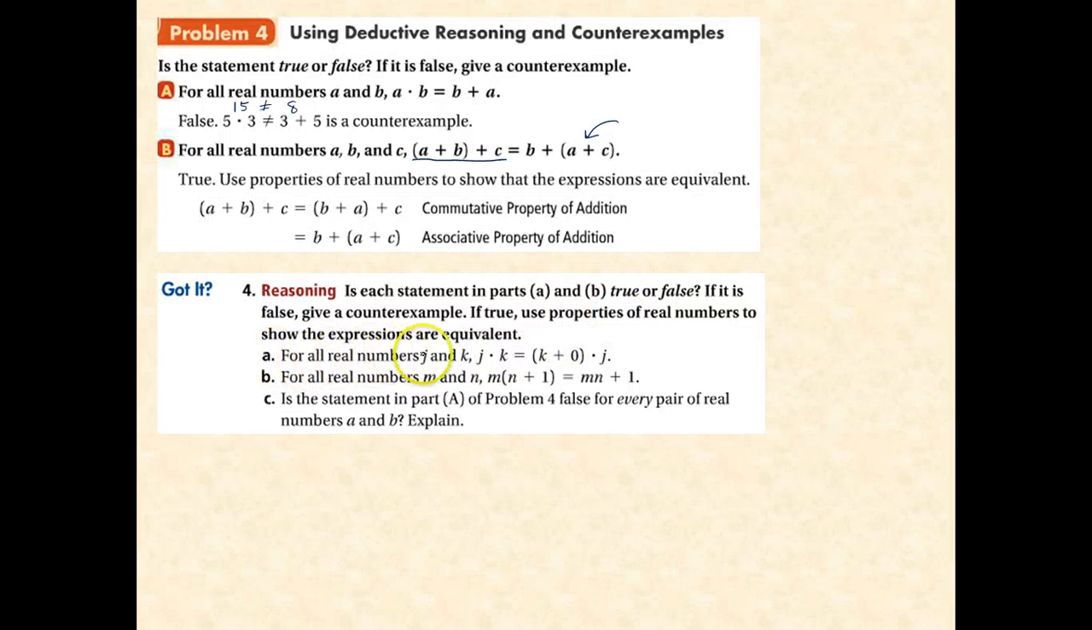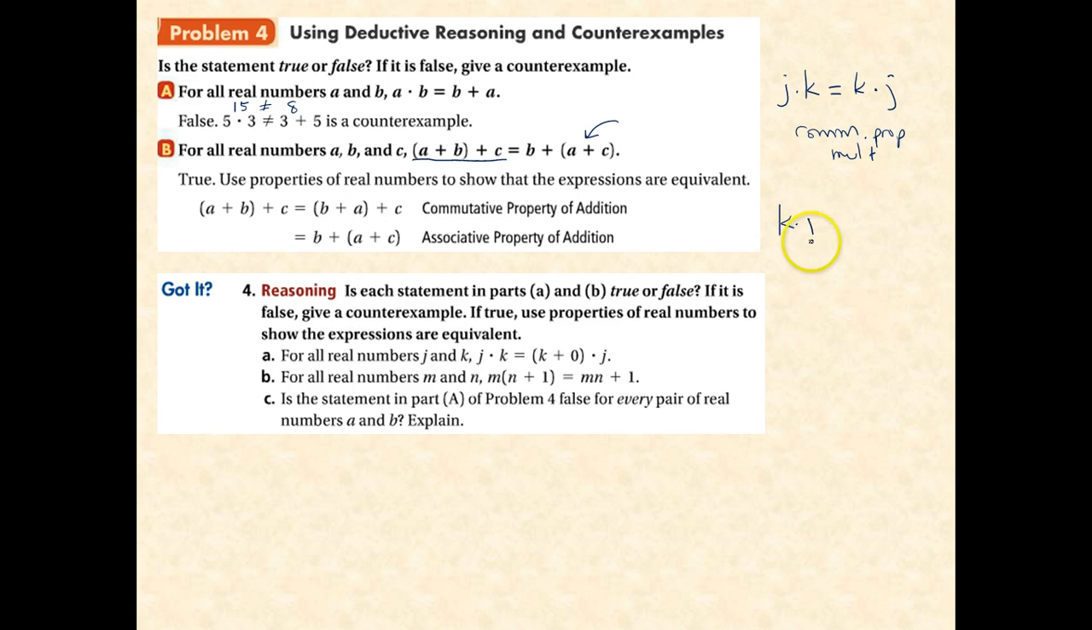Alright, so A. For all real numbers j and k, does j times k equal k plus 0 times j? Well, let's see. k plus 0 is just k, right? And k times j should be the same as j times k. So let's see if we can start with j times k and just use properties to get k plus 0 times j. Alright, so j times k is equal to, I can use the commutative property of multiplication to say that this equals k times j.